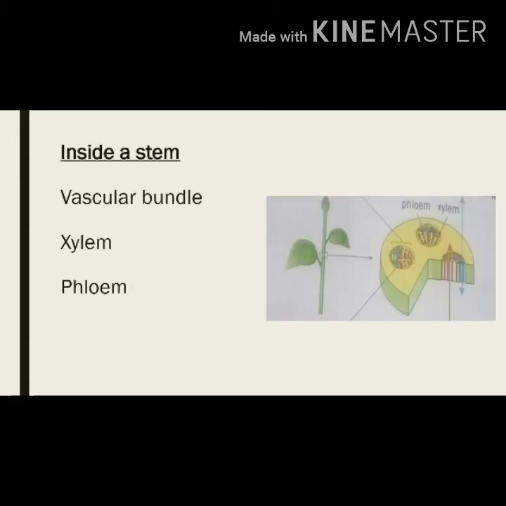Inside a stem, there is a vascular bundle. We have already discussed that a vascular bundle consists of phloem tissues and xylem tubes. Phloem tubes carry sugar made in the leaves up and down the plant. On the other hand, xylem tissues carry water and minerals from the roots to the other parts of the plant, and they have strong walls.